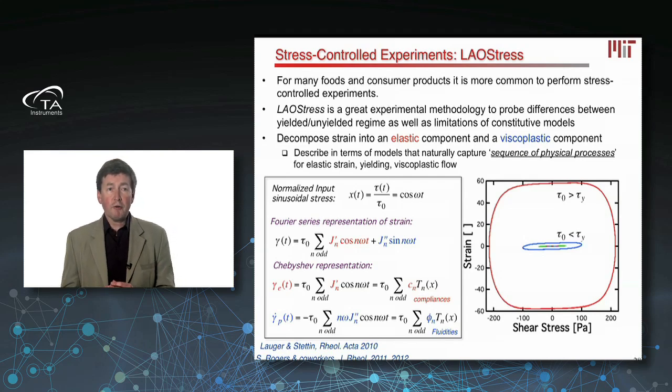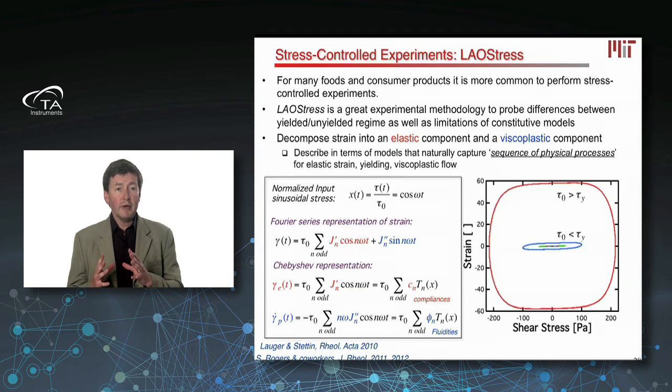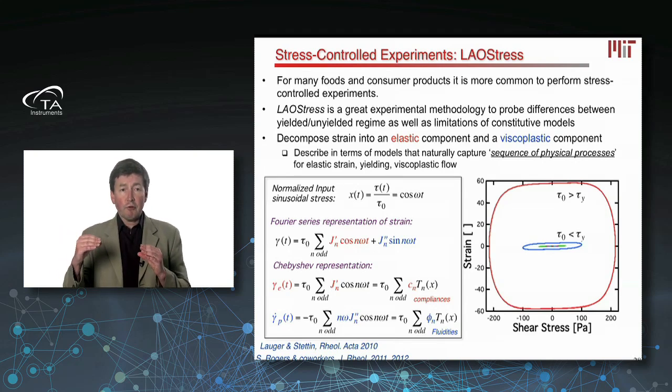And so here's a typical response shown. Here's a Lissajous curve, where again, at small strains, it looks like an ellipse. That's at a stress below the critical stress. But you can see when the stress becomes larger, this thing no longer looks like an ellipse. It now looks like something more like a rectangle.